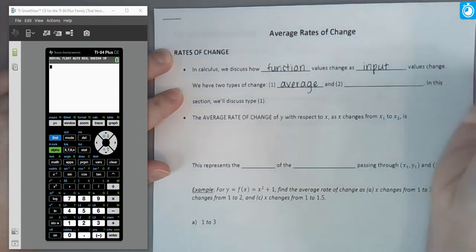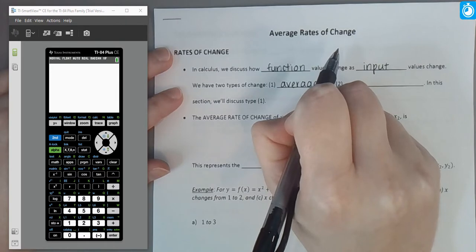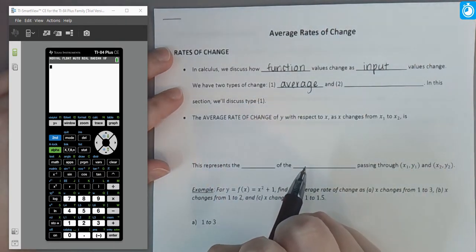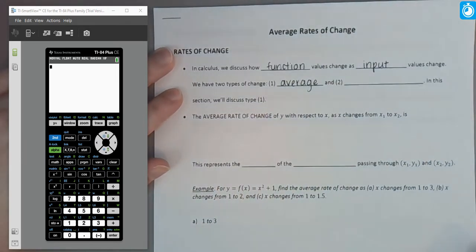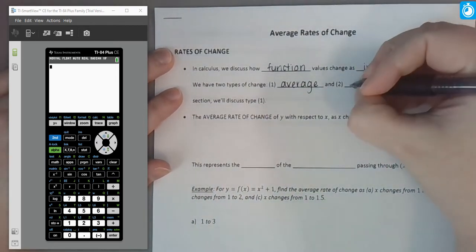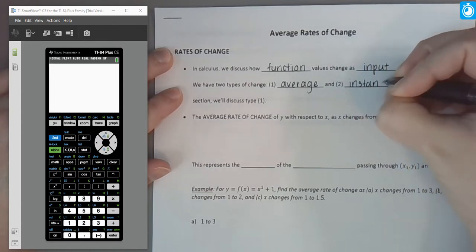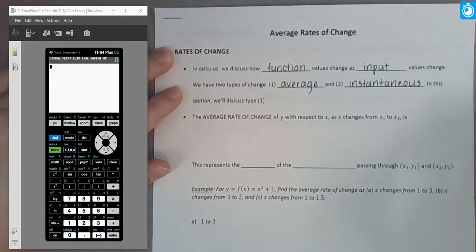The average rate of change is going to be the amount of change over an interval. So if we look at an x value to another x value and then the y values associated with those x values, the average amount of change over that interval is one type of change that we can discuss. Now we can also talk about instantaneous rates of change. Long word, instantaneous. There we go. Instantaneous rates of change.